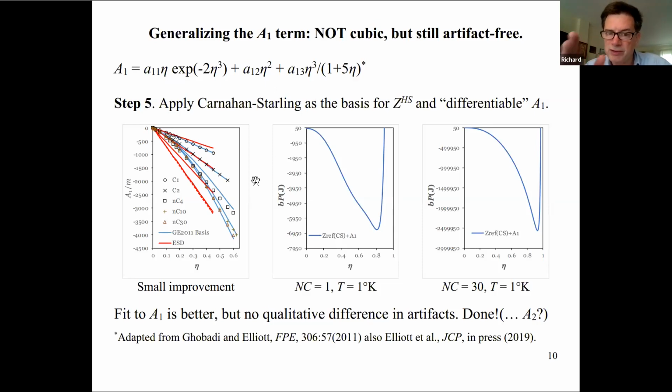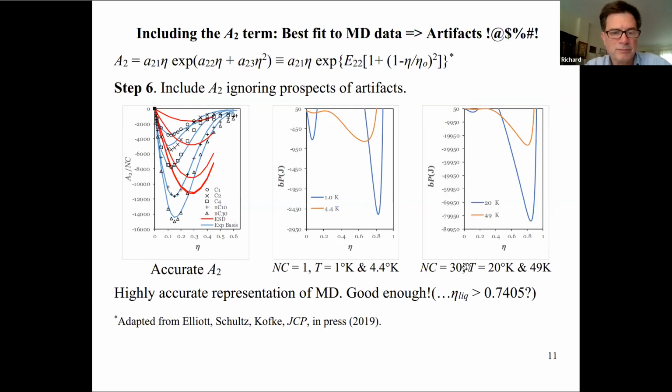We can visualize how the second derivative with respect to energy is the heat capacity. First derivative with respect to density is the pressure. Second derivative is the compressibility. And so all of those properties are important. So let's see if we can improve this and still avoid artifacts.